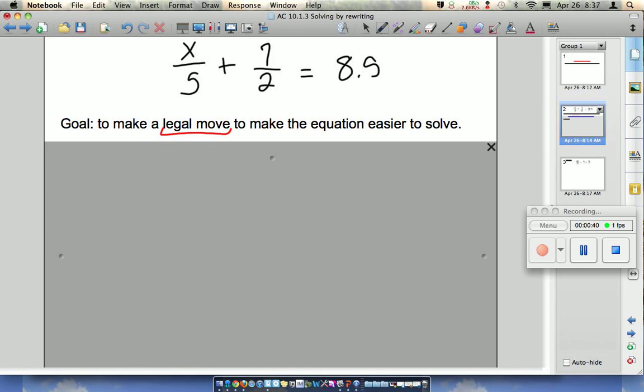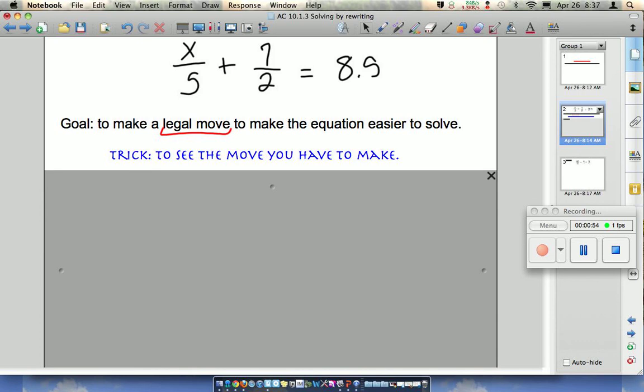So the legal move has to be something you've done in the past, but what we're going to do is use what you've learned about fractions lately to help us make this easier to solve, to help us get rid of stuff that's on the bottom in the fraction that we don't want to deal with. So here's the number one thing. The trick is to see the move you have to make. That will take practice. It is going to be hard to see the move you have to make at first, but once you get the hang of it, it will really help make everything easier.